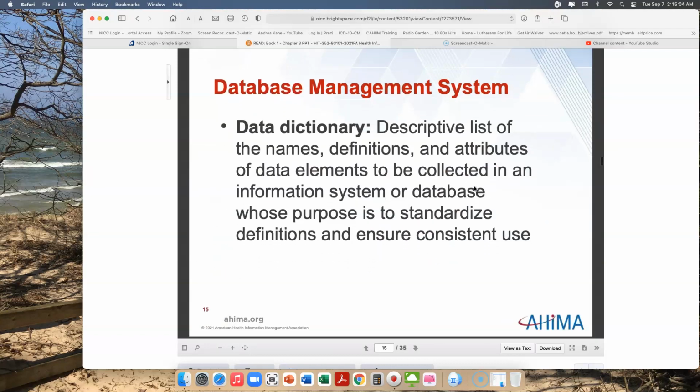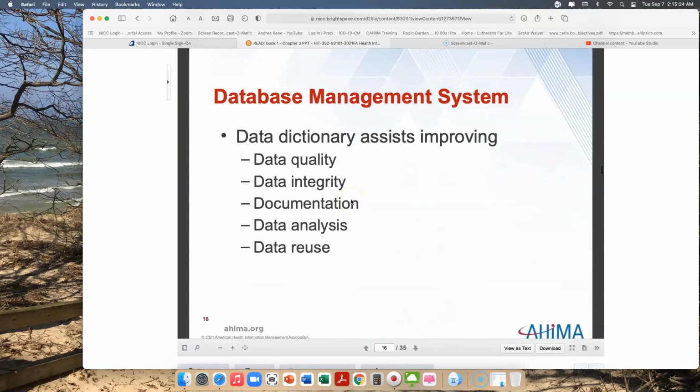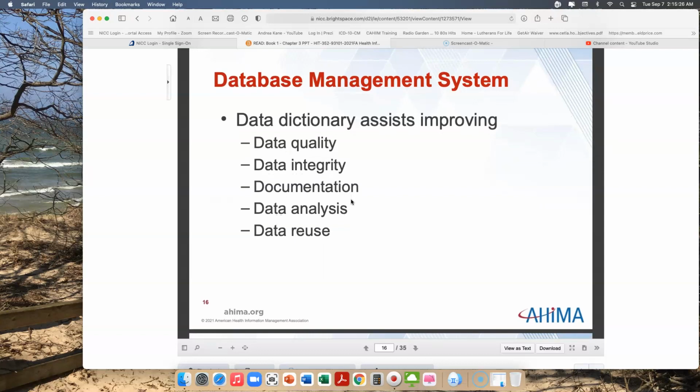A data dictionary is a descriptive list of the names, definitions, and attributes of data elements to be collected in an information system or database whose purpose it is to standardize, that's the key area there, definitions and ensure consistent use. A data dictionary assists in improving data quality, data integrity, documentation, data analysis, and data reuse.